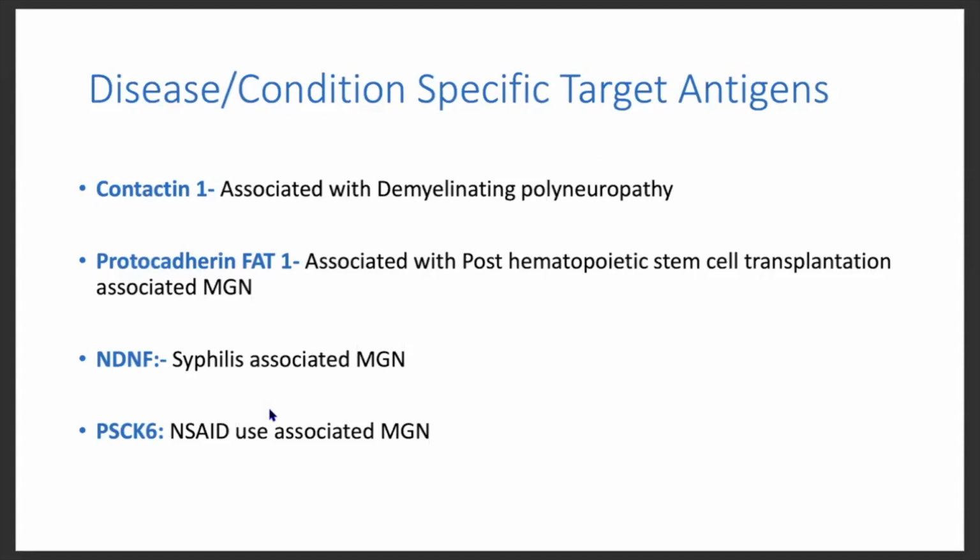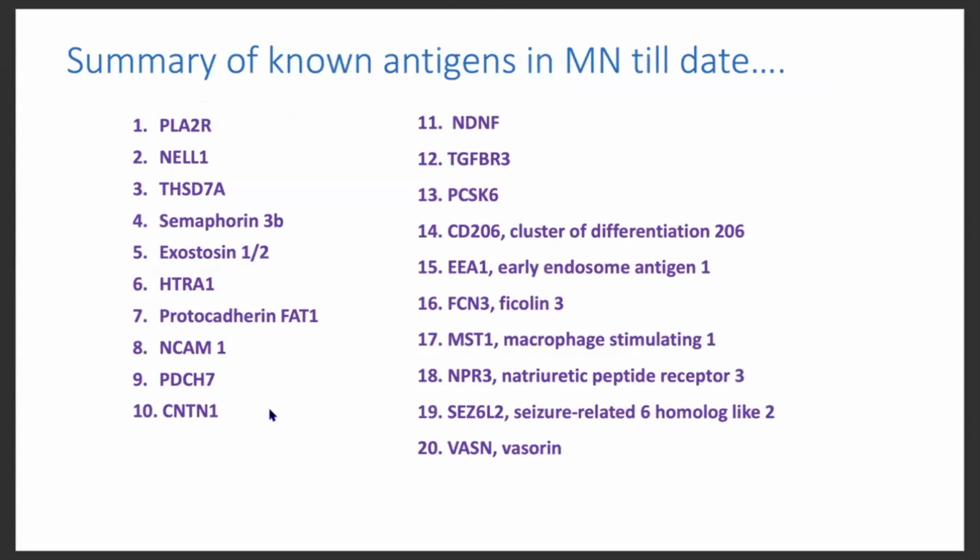So we talked about NDNF as a marker for syphilis-associated membranous GN. And we've recently also identified PCSK6 as the target antigen in long-term NSAID use-associated cases. So we have very clear clinical correlates of these target antigens also. This is just a stat telling you these are the 20 we know as of now. And I'm sure this list is going to expand a lot in the years to come.